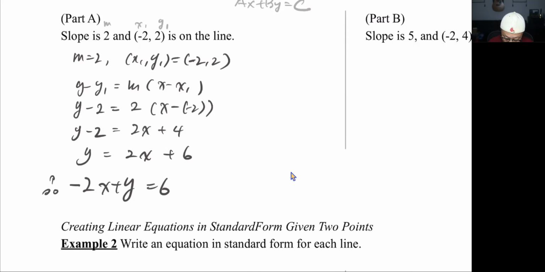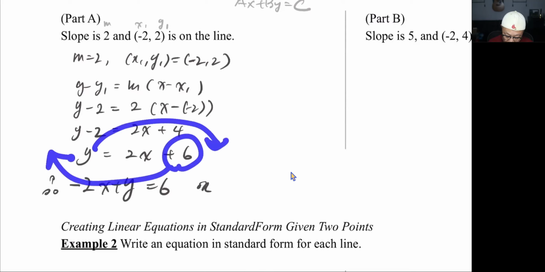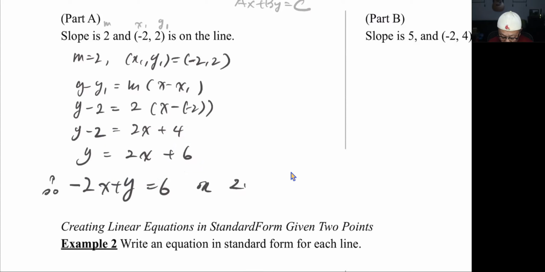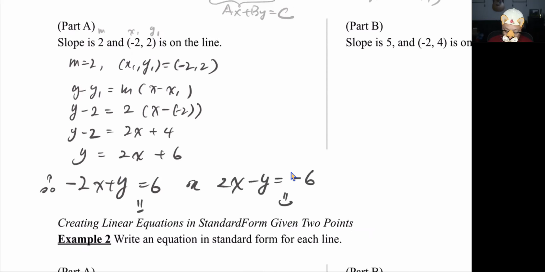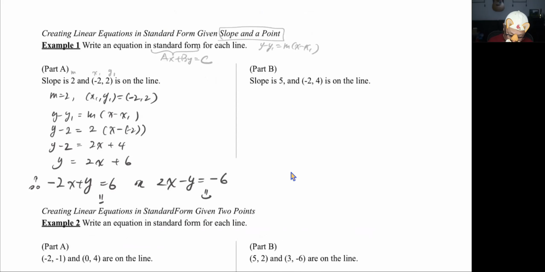Therefore, or had you put the x over here and moved the 6 to this side, we would have ended up with 2x minus y is equal to negative 6. Either one is okay with me. I generally prefer the x to be positive, but either one is okay. All right, guys?